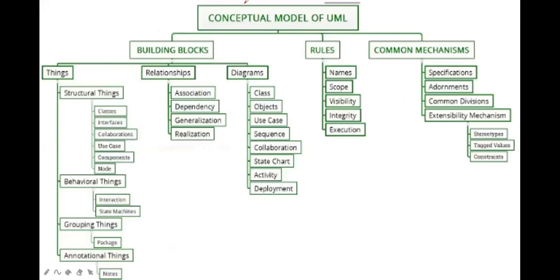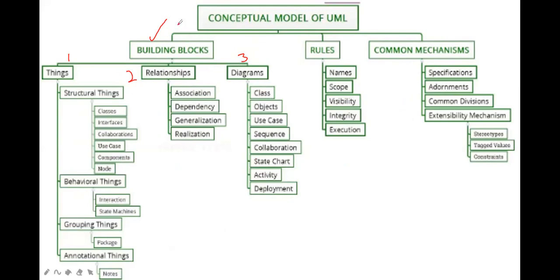So moving further, this is the conceptual model which we have already seen. We have covered this building block completely. We have done three parts: the things, the relationship, and the diagrams. Things are further divided into 4. We have covered all these. Relationship again divided into 4. We have covered these. Diagrams, I told you that we are going to cover in detail in unit 2.